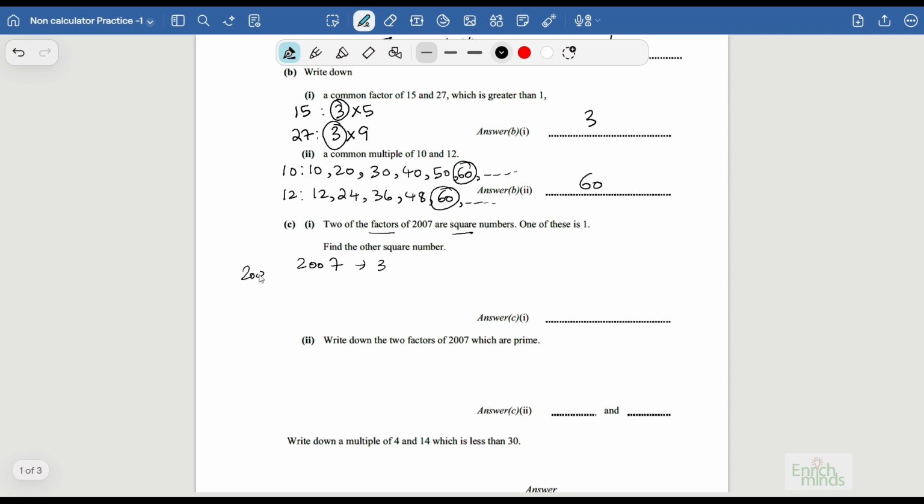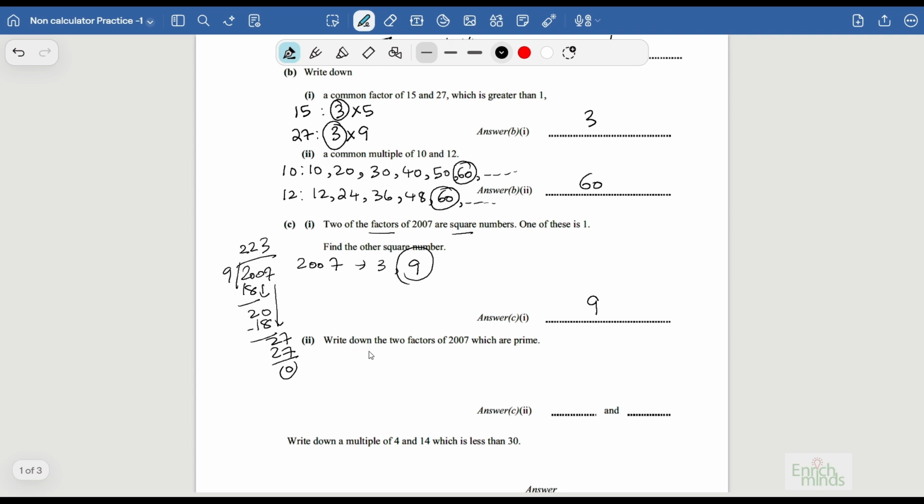So let's check. 2007 divided by 9. Does it divide fully? 9 goes into 20 twice. 9 twos is 18. We have 2 remaining. We can bring down the 0. 9 twos is 18. We have remainder 2, and then 7. 9 threes is 27. So here 9 divides 2007 fully. So 9 is a factor of 2007, and also we know 9 is a square number. So the number other than 1 which is a square number and a factor of 2007 is 9.